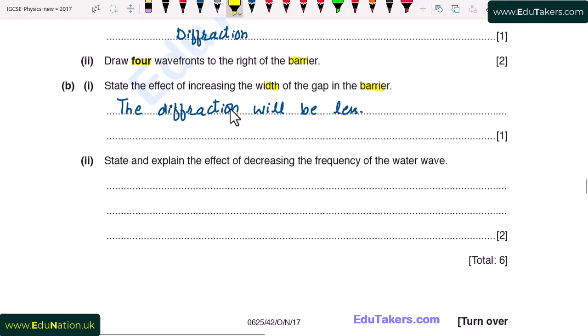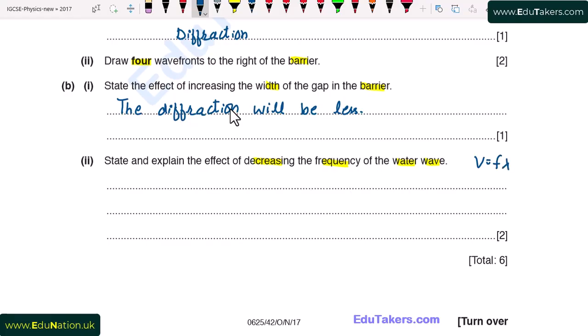Part 2. State and explain the effect of decreasing the frequency of the water wave. Here, when we decrease the frequency of the water wave, what will be the effect? So first of all, I write here the wave equation, that is V is equal to F lambda.